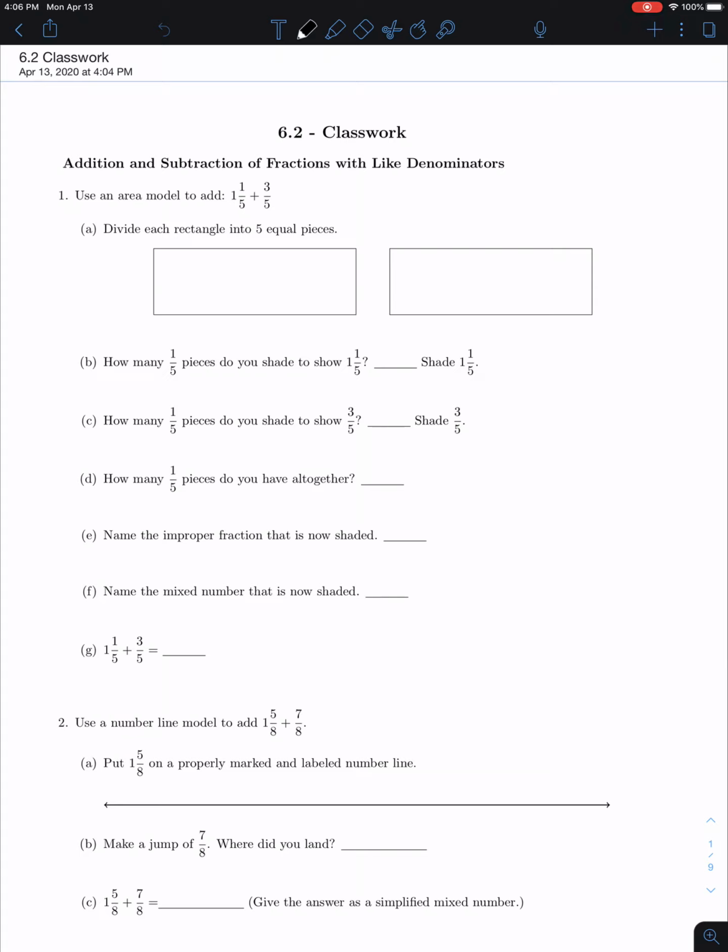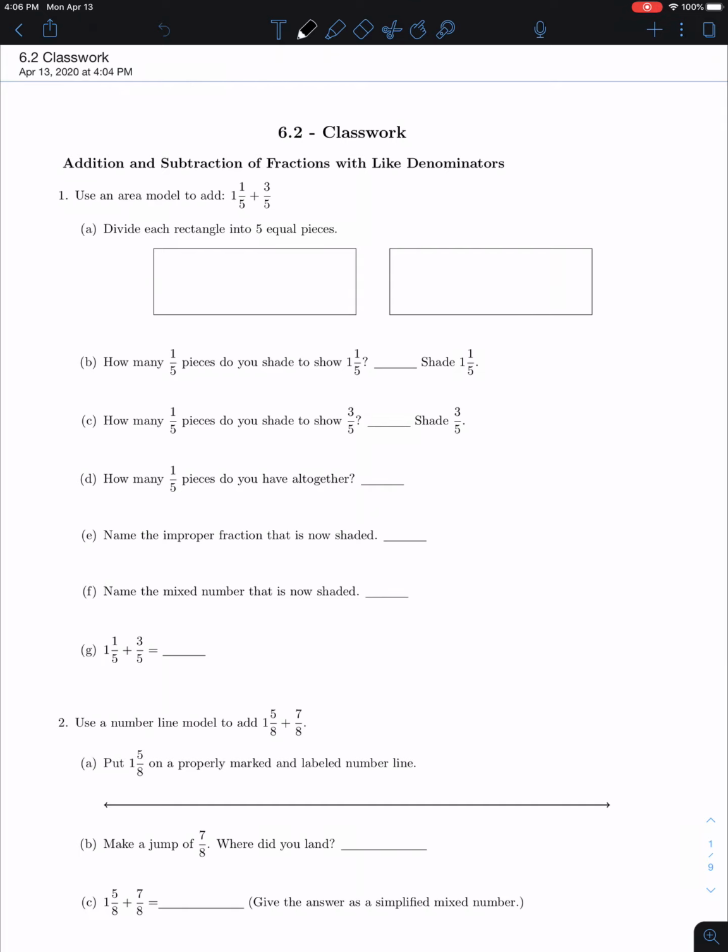There are two models that we're going to be using in this section. We're going to be using the area model with rectangles and the number line model. I'm going to demonstrate both for you. In this first one, we want to use an area model to add 1 1/5 plus 3/5. Notice both denominators are exactly the same.